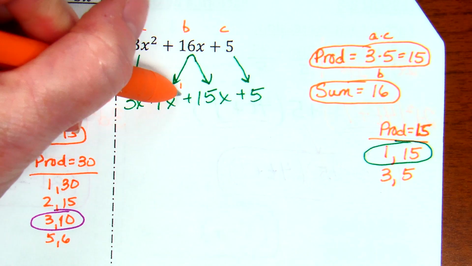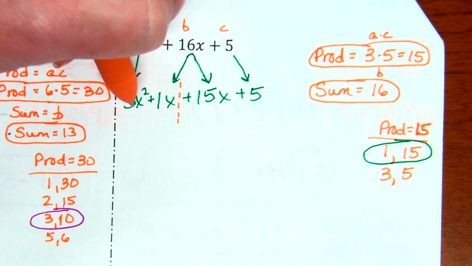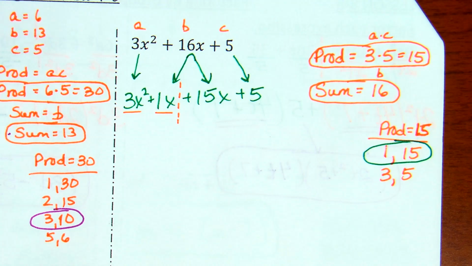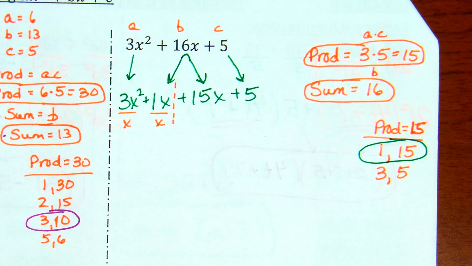Split it in half right after the second term. What am I looking for? GCF of the first 2 terms. Okay, in terms of numbers, 3 and 1, well, 1 can only divide by 1. What about letters? X to the first, right? So my GCF is X. That means I'm going to put X out here, out front.